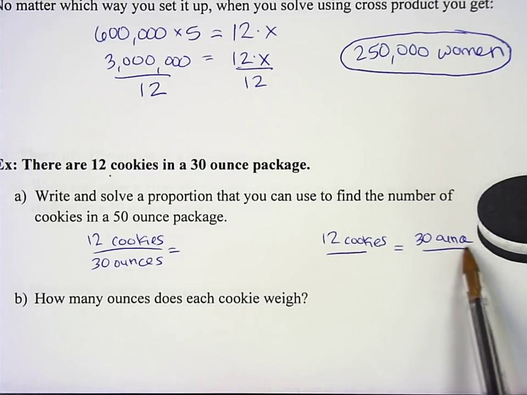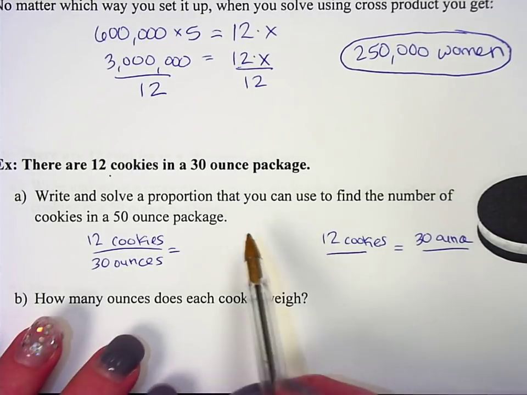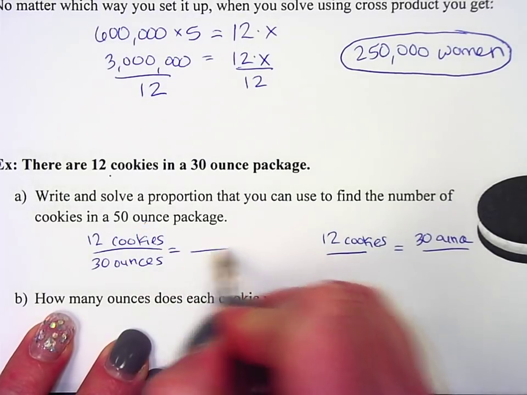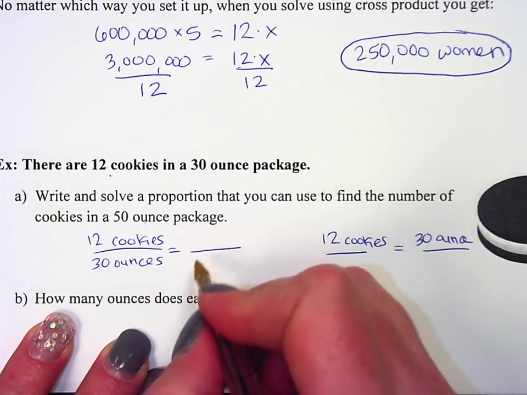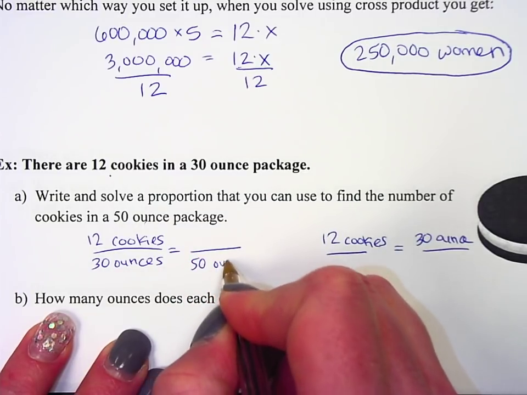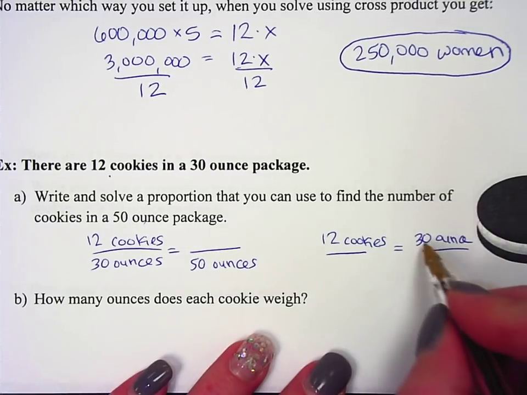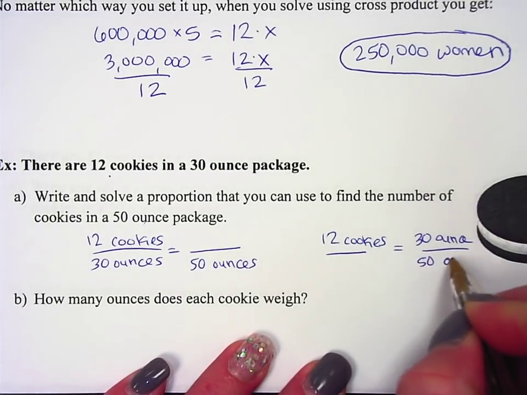Again, you could have flipped it and had 30 over here, but I'm not going to rewrite all 4 of them. Okay. So then the other statement they give me is that there's 50 ounces in my package. So in this scenario, 30 ounces is going to go with 50 ounces. Over here, 30 ounces, again, goes with 50 ounces.